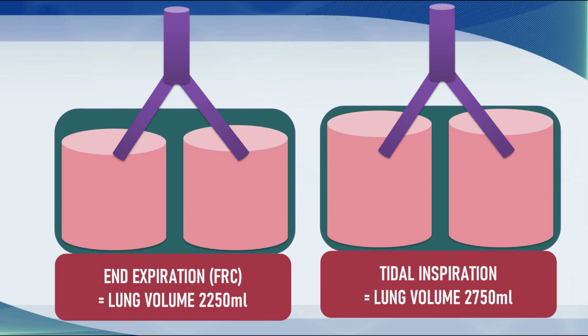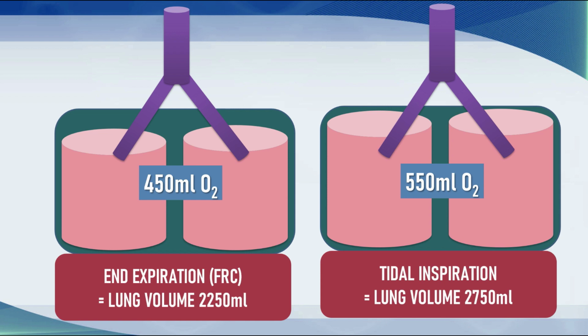So if we have a patient with an FRC of 2,250 mils and a tidal ventilation of 550 mils, well, how much oxygen is in the lungs? Well, we'll start off at end expiration, where we have our end expiratory lung volume. That translates to about 450 mils of oxygen in the lungs at end expiration. At end inspiration, there is about 550 mils of oxygen. But remember, most of the time it's the 450 mils that actually matters.